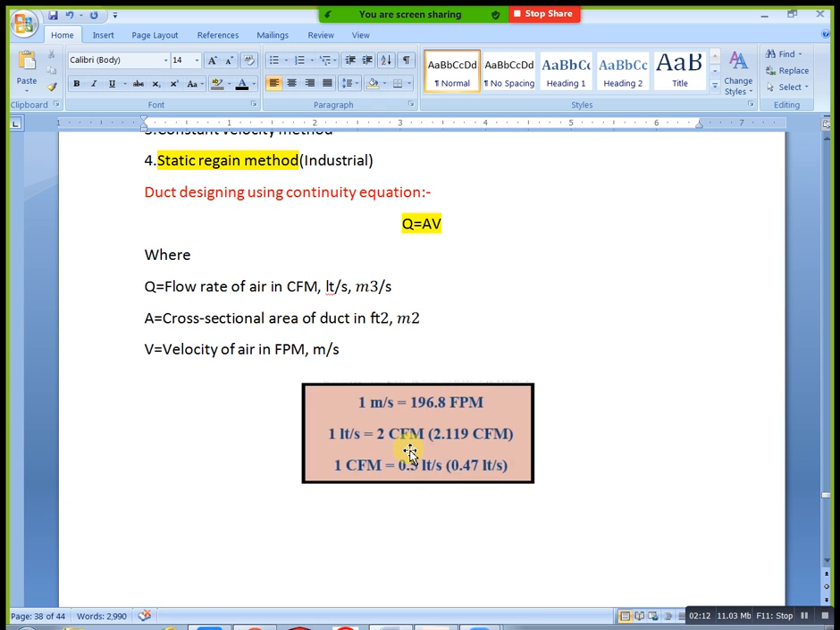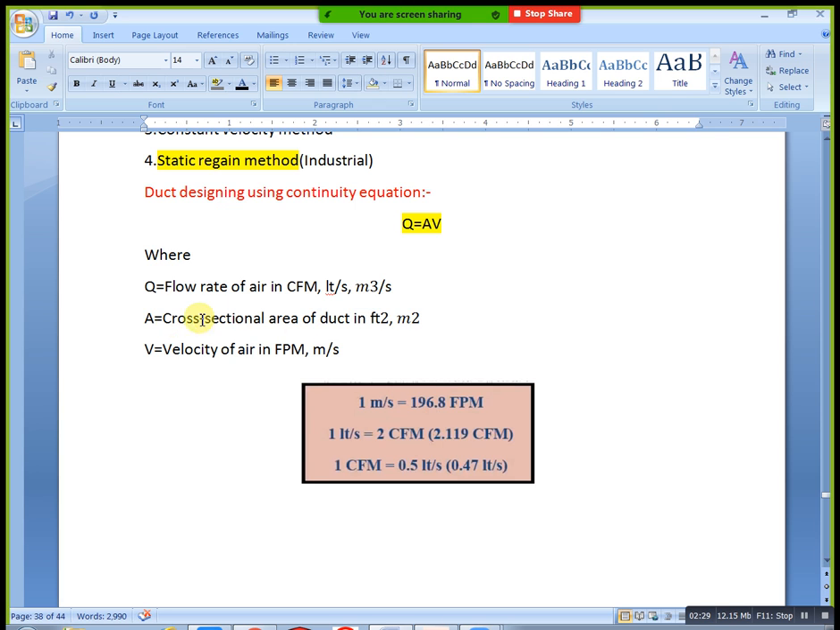Okay, just you can see here. Q is the flow rate of air in CFM. CFM we consider as an English unit. Liter per second we consider as a metric unit. Meter cube per second we consider as SI metric.